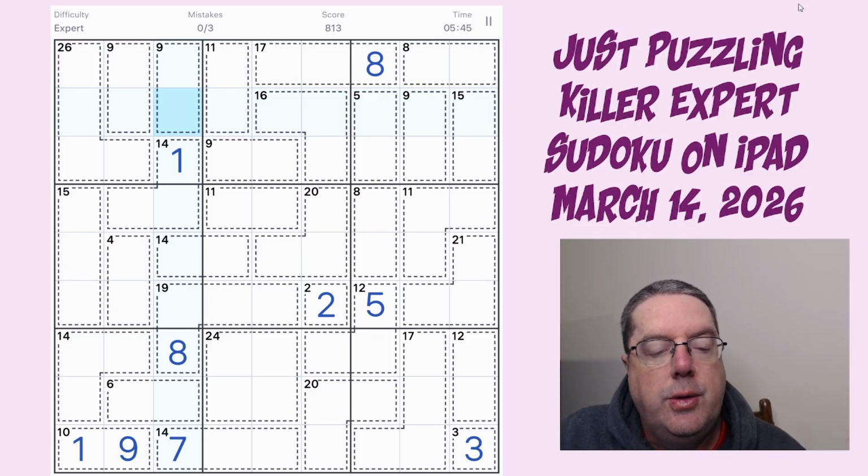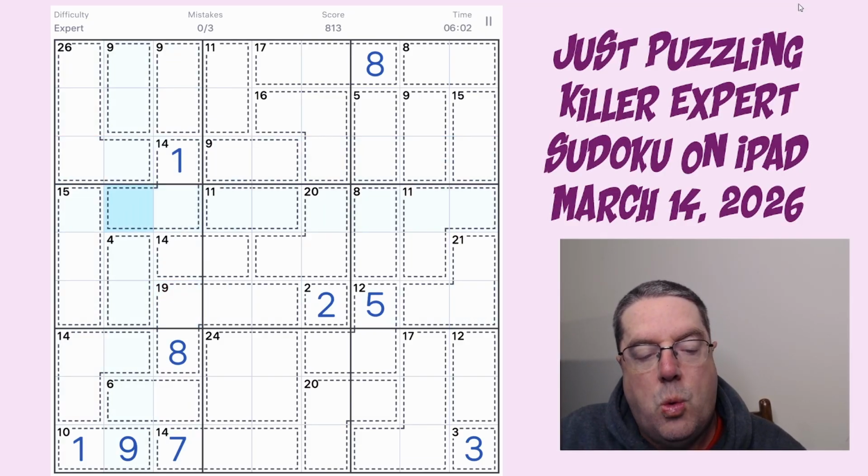6, 3. So this is going to be 5 and 9 here because the 6 and 8 will have been taken. So that's 5 and 9. I just don't know which way. 9's going to be up here. So 9 can be here. Well, it can't be there. 9 can be here with a 4. So 9's one of these two.